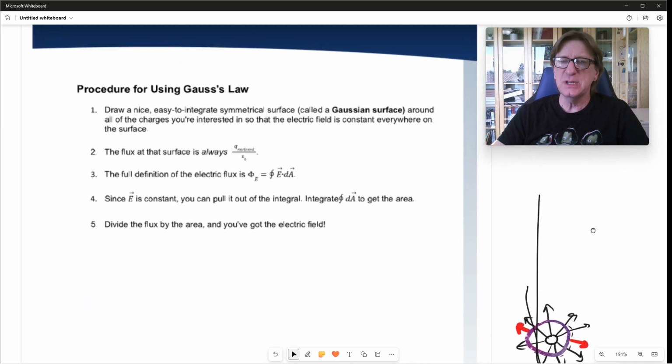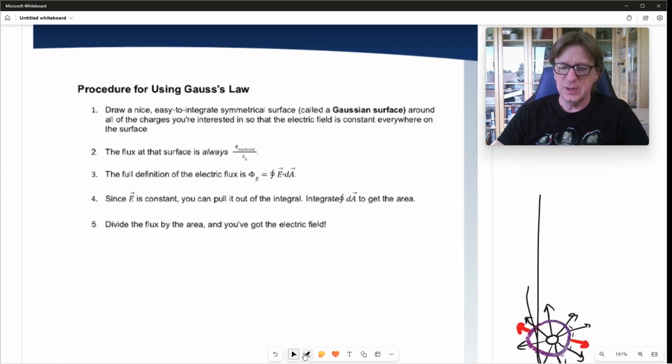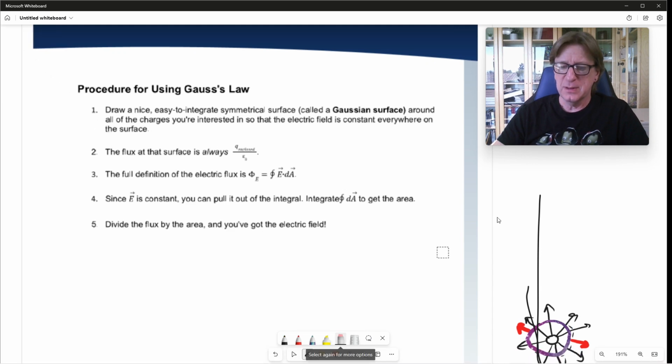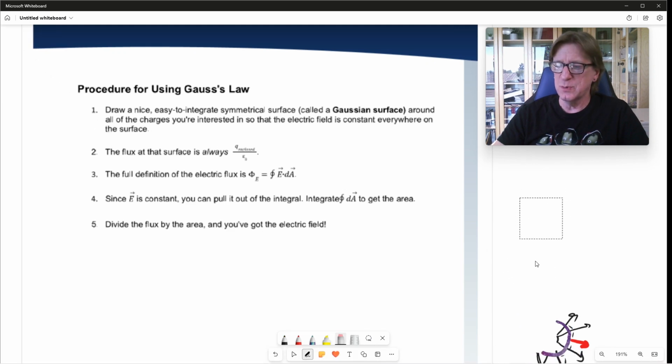So this is our procedure for using Gauss's law. Let me erase what we've got done. Whoops, not the ruler. Let me erase what we've got here so that we've got some room to work with.